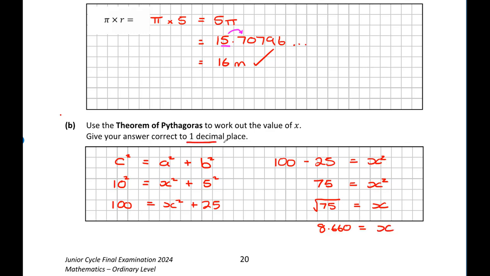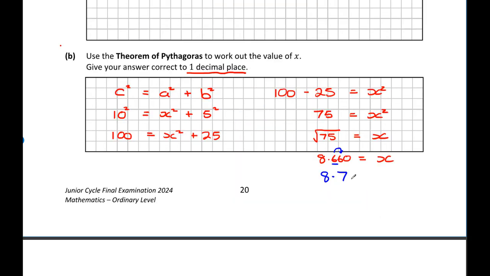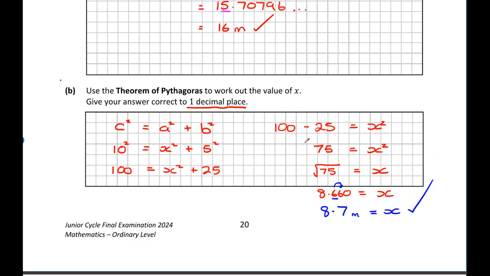Now, we have to do it to one decimal place. So the way I do it, your teacher might do it differently, it's fine. We go to the first decimal place after the decimal point. There's the decimal point. First decimal place is 6. We look to the right. It's another 6, so we round up. So we're going to say 8.7, is it meters? Yeah, 8.7 meters is equal to x. And that's it. Boom. Alrighty. Now, I'd always put that implies. This is an old school thing.